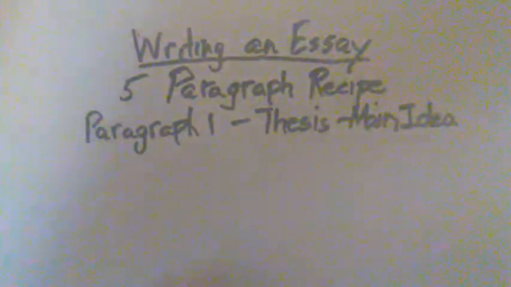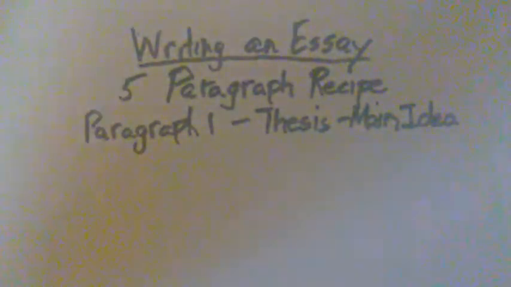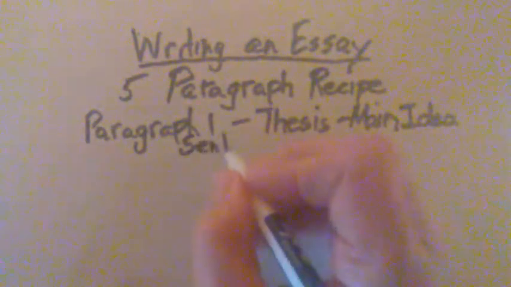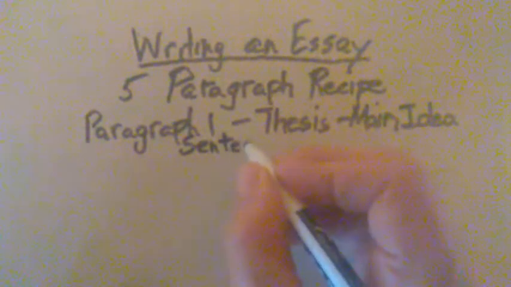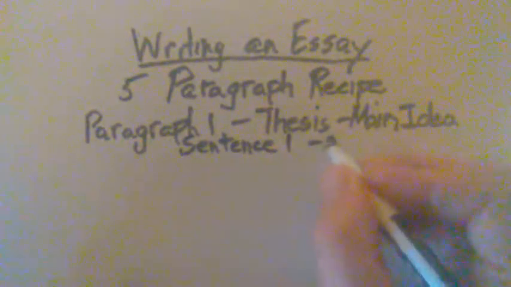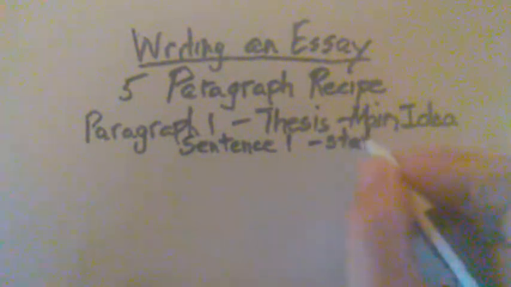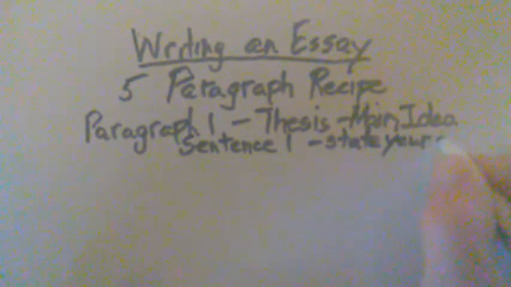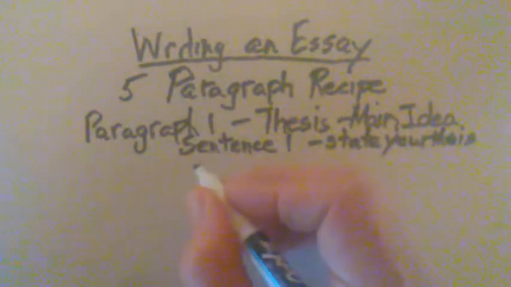And in your first paragraph, you're going to write what you think is true. In fact, that's usually your first sentence. You can make that your first sentence. So sentence 1, because a paragraph is made up of sentences. Sentence 1, you state your thesis. You state what you believe. State what you want to prove. State your thesis.